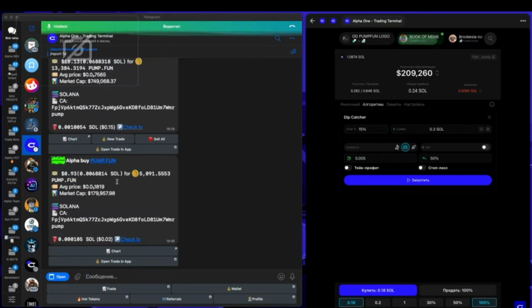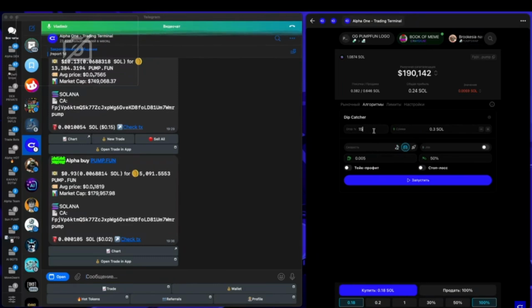By the way, we had an Alpha order for the purchase of this token. We bought it at $179 for $1. Yes, all orders worked with this Pumpfun token. It went down to 1,300,000 and fell by 100 and something thousand. So, okay, Dip Catcher algorithm.